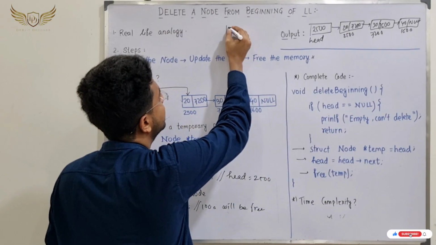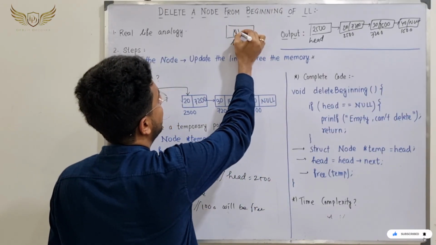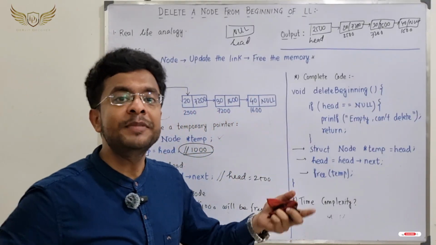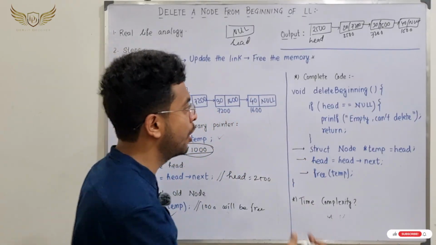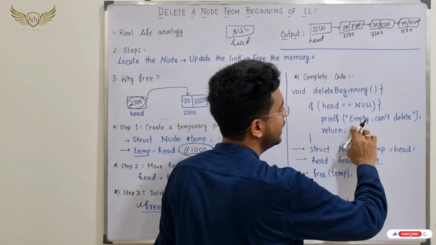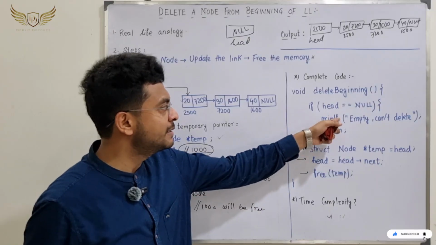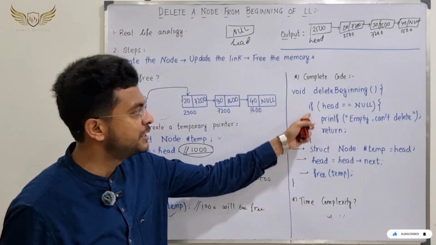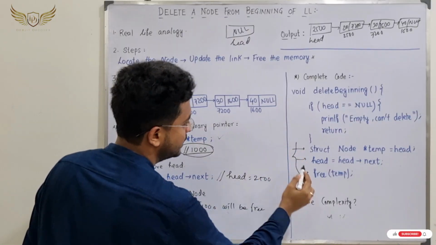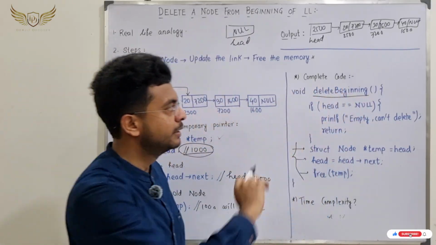There was nothing in the linked list. So head was null. If head was null and you want to delete from the beginning, if there is nothing in the linked list, how can you begin? Or how can you delete? So just check this condition. If head equals null, you simply say it is empty, you cannot delete, and return. Obviously, because if there is nothing, how can you delete? So this condition should be checked. And after that, these 3 lines I have written. Simple. So this is the function delete from beginning. That's how this is done.